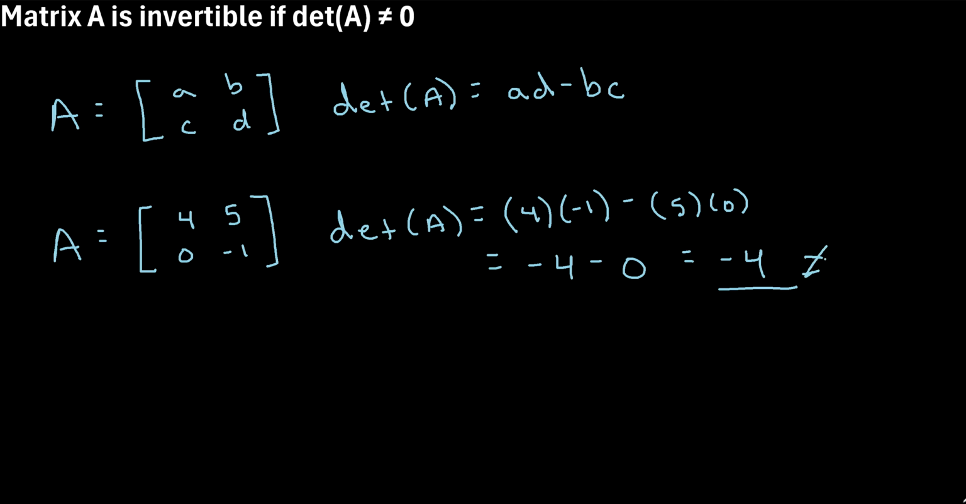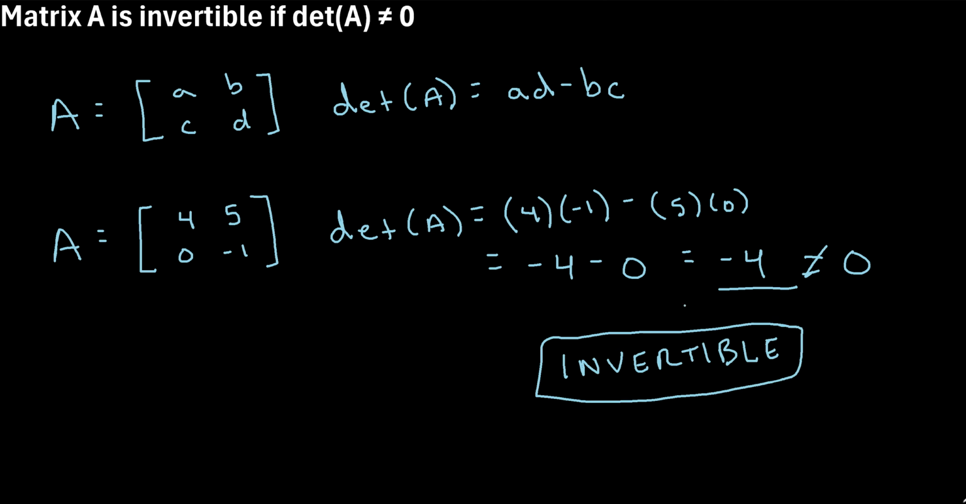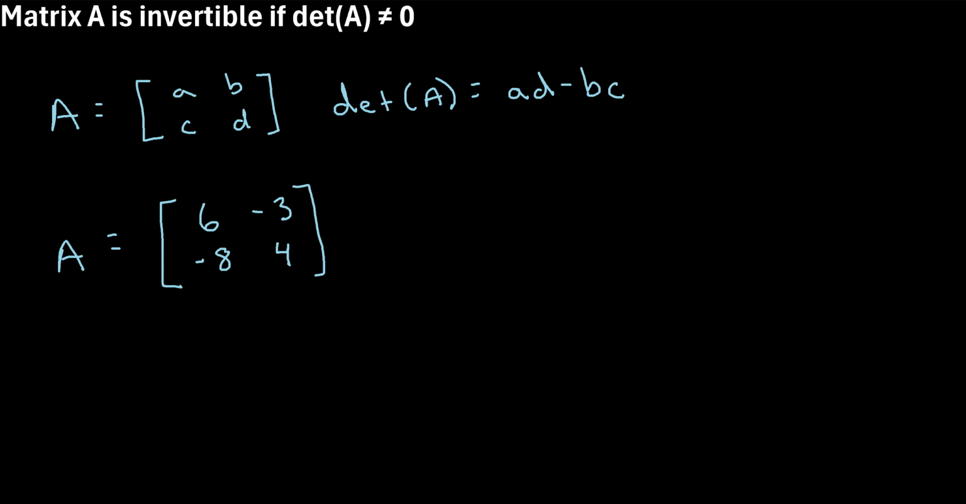So this is not equal to 0. So we would say that matrix A is invertible. So let's write invertible. Again, since the determinant of this matrix was not equal to 0, this matrix is invertible, or in other words, it has an inverse. Okay, let's try one more example with a 2 by 2 matrix.